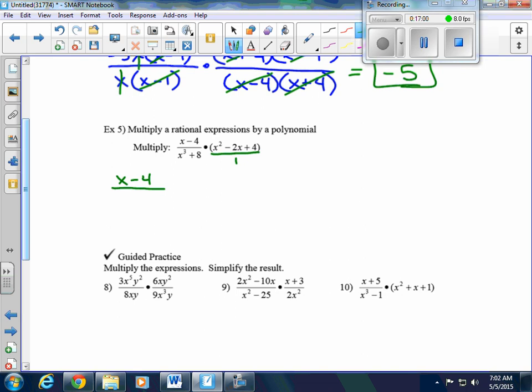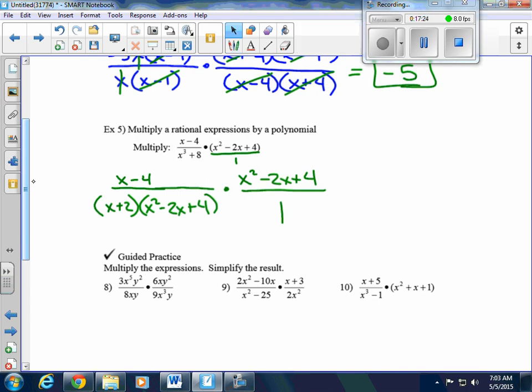Okay, that's on your note card. Make sure you don't forget how to use some of these properties we've already talked about. So if we factor this, it's going to be x plus 2, and then x squared minus 2x plus 4, and then times x squared minus 2x plus 4 over 1. Well, if we look at this, we notice that this whole factor and this whole factor will end up canceling out. And so we're going to end up with the polynomial x minus 4 over x plus 2.